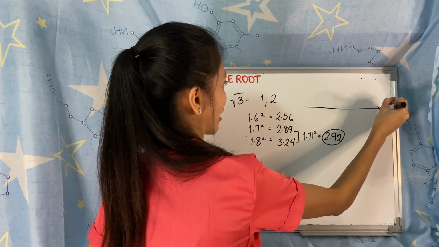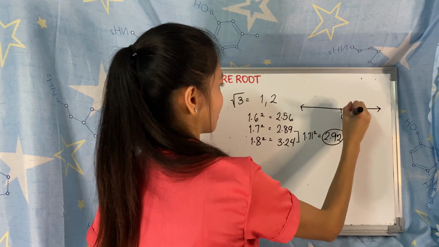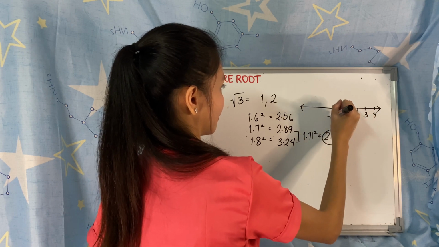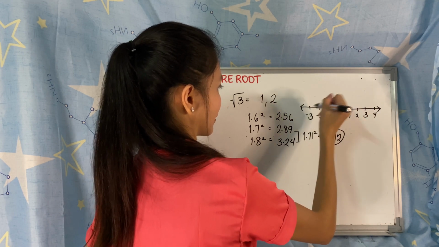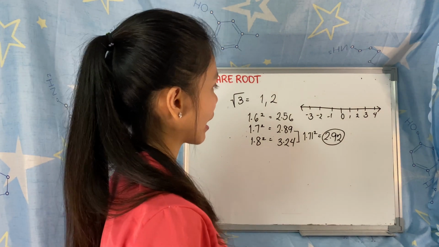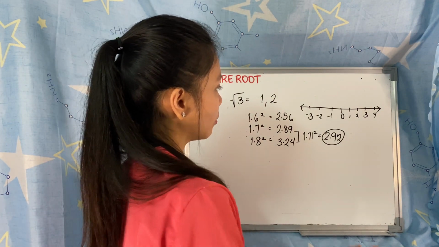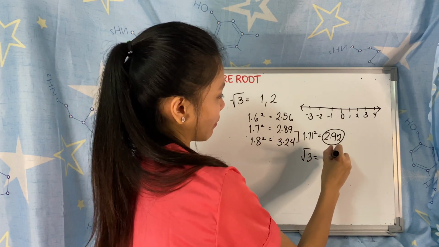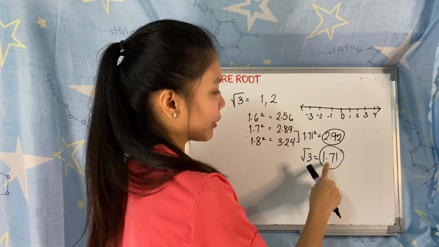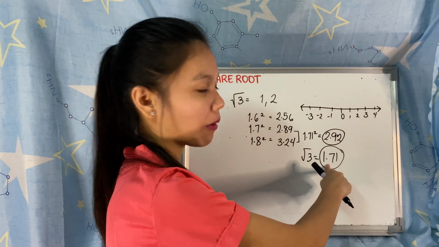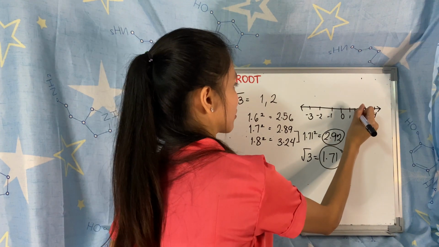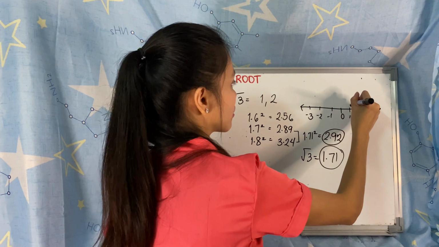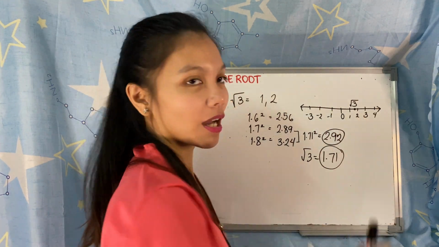So, i-plot natin siya. Okay. So, nasa pagitan siya ng 1 and 2. So, therefore, ang magiging square root ng ating 3, yung pinakamalapit is 1.71. Therefore, its position is located in 1.71. So, nandito siya. Estimate lang po tayo dun sa pagpa-plot ng points natin. So, square root of 3 is located in this point.